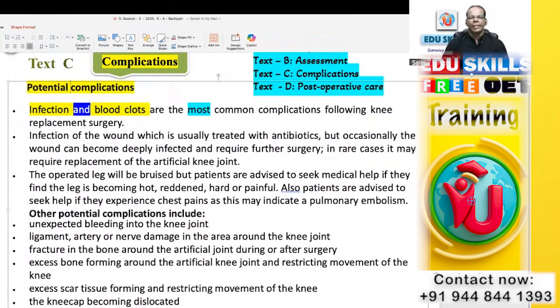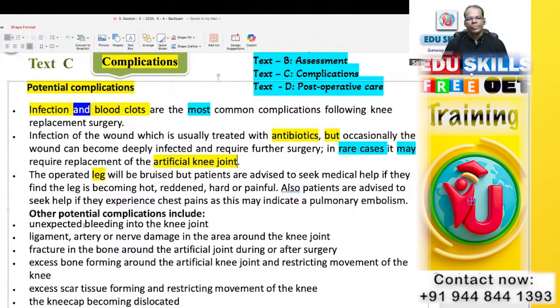Text heading. Then antibiotics. But modern work. Contrast. Then in rare cases, further surgery. In rare cases, scale is there, so it's an indication. It may is a modal verb, again another indicator. Operated leg. Artificial knee joint.